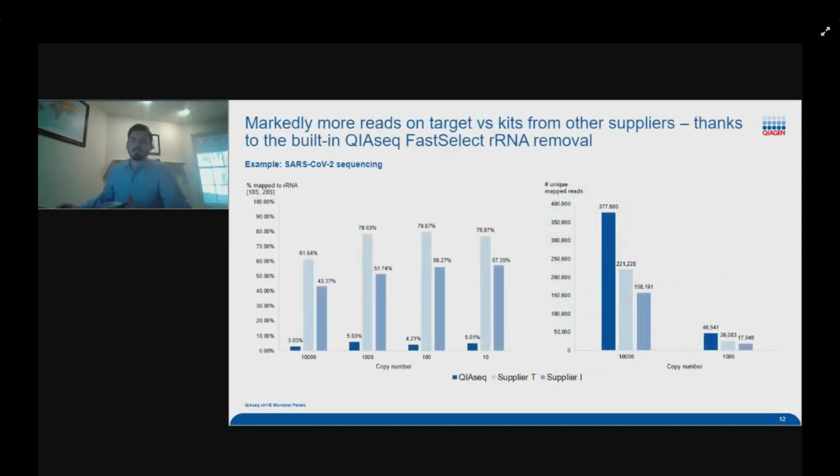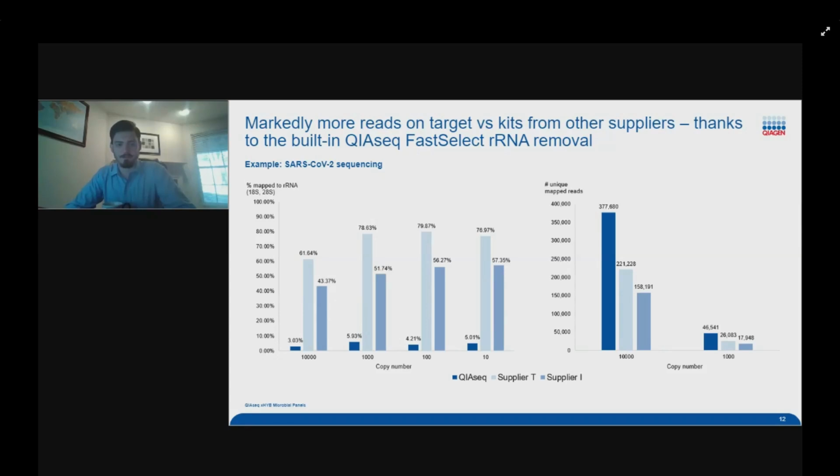So this is going back to what I mentioned before with the built-in fast select technology to our reverse transcription. So the chart on the left is what I showed earlier, and the chart on the right is showing what this actually results in. So this data was developed with our QIAGEN Hive respiratory panel and was done on a SARS positive sample. So you can see on the left, again, that we have significantly fewer reads lost to ribosomal RNA.